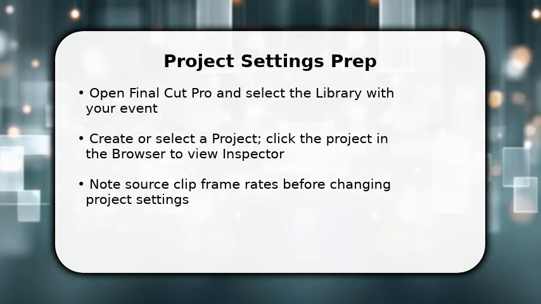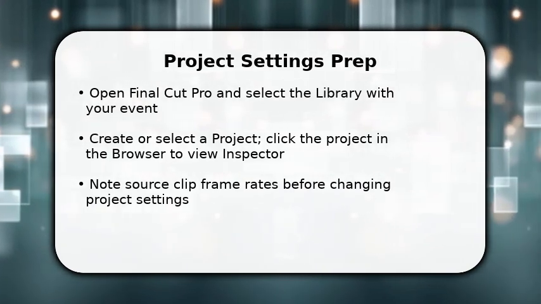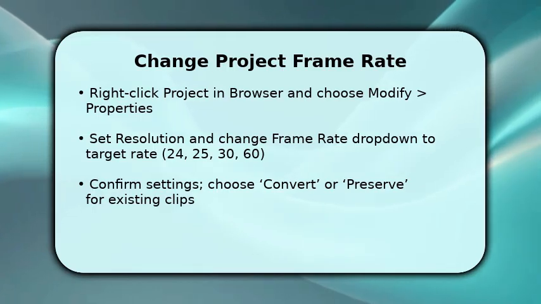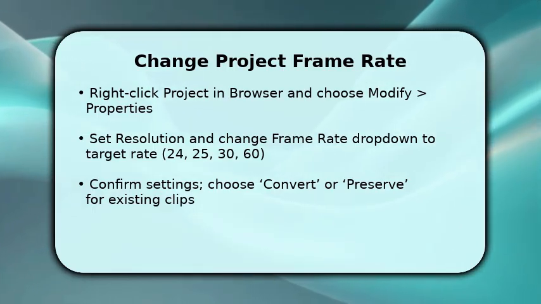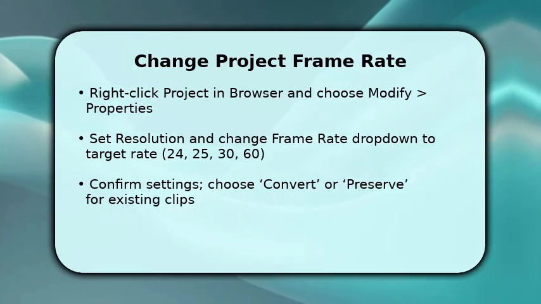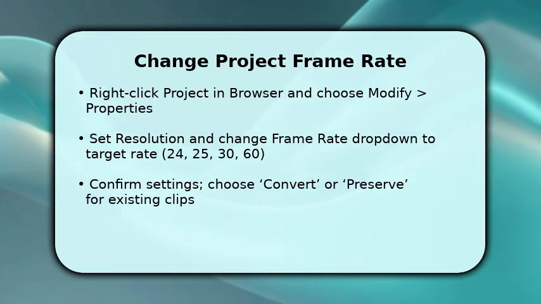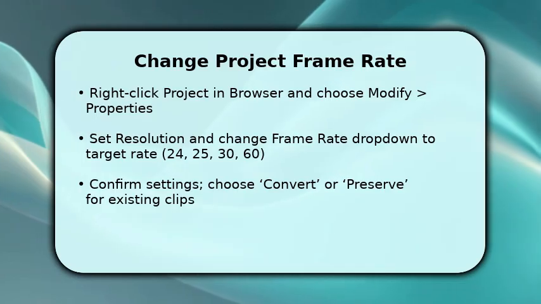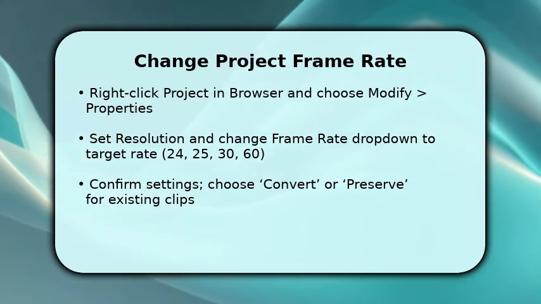Now, right-click the project in the browser and pick Modify, then Properties. In the Properties dialog, change the frame rate to the target, for example 24, 25, 30, or 60, and adjust resolution if needed. When you apply the change, Final Cut Pro will ask how to handle existing clips. Choose Convert to adapt media or Preserve to keep original timing.